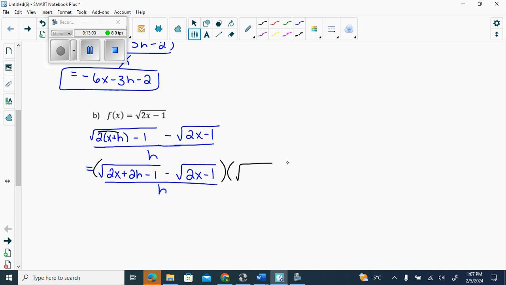So we get root 2x plus 2h minus 1, and then change the sign, that's what conjugate is, plus root 2x minus 1, and then your denominator is that again. You're multiplying it by the same thing, because when you do the top, you have to do the bottom.